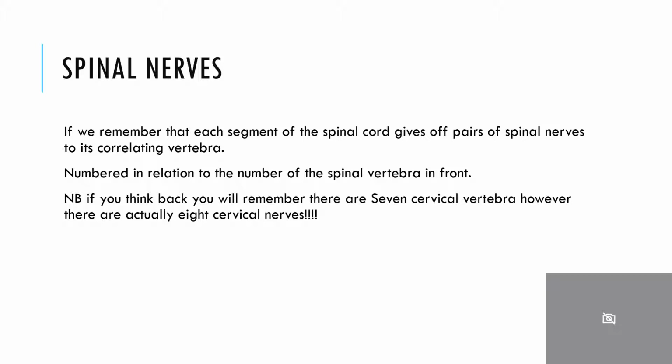The spinal nerves. It's important that we remember that each segment of the spinal cord gives off pairs of spinal nerves to its correlating vertebra. They're numbered in relation to the number of the spinal vertebra in front. So if you think back, you will remember that there are 7 cervical vertebrae. However, there are actually 8 cervical nerves.